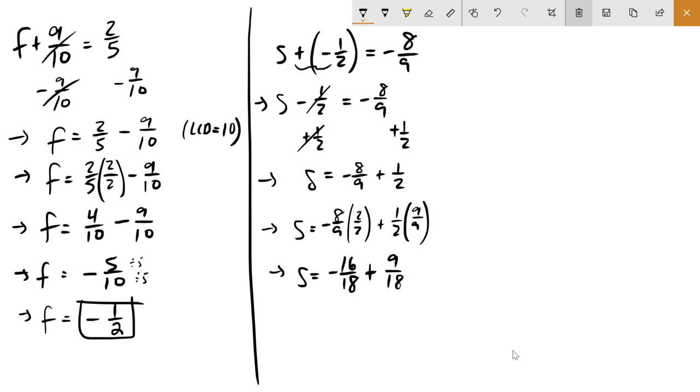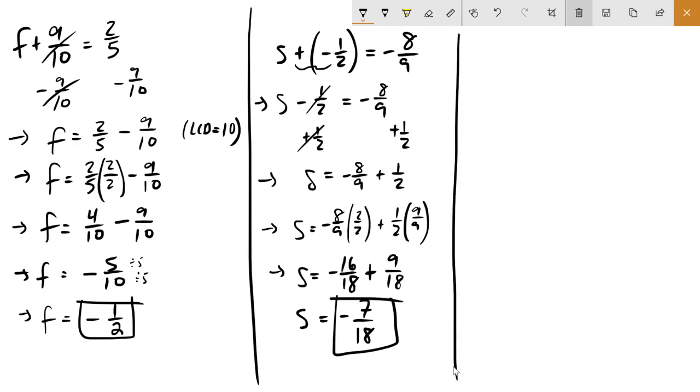Yeah, it's going to stay negative, right? Because if I'm at negative 16, I add 9, I'm not going to get back to positive. 16 minus 9 is 7. So, right? Did I do that right? Okay, and then it's got to be negative. So it'd be negative 7 over 18. That'd be your solution for that one. Okay? Questions on that one?